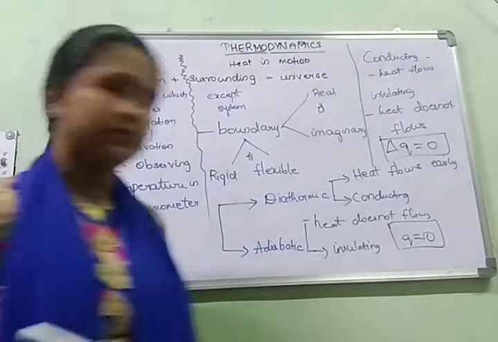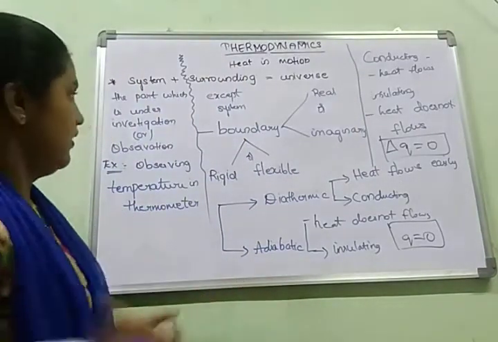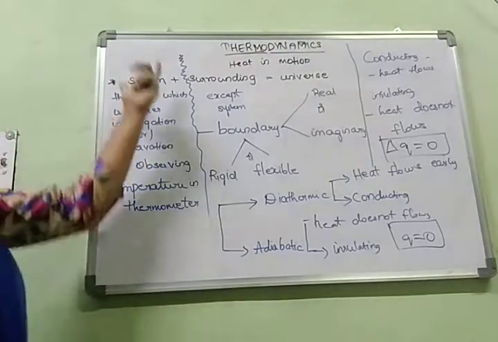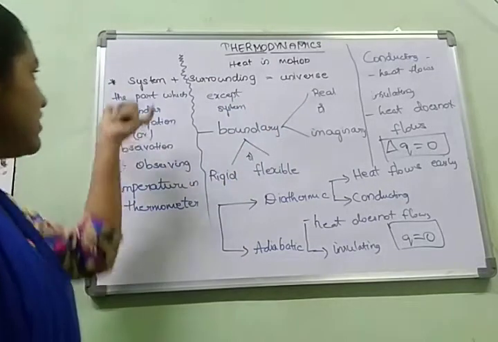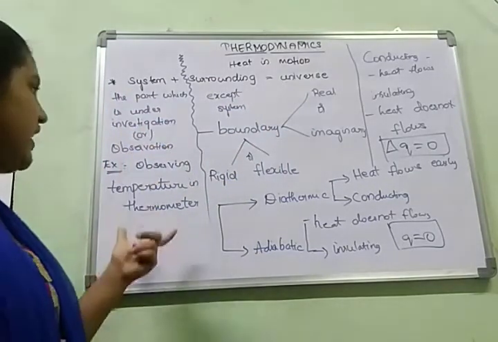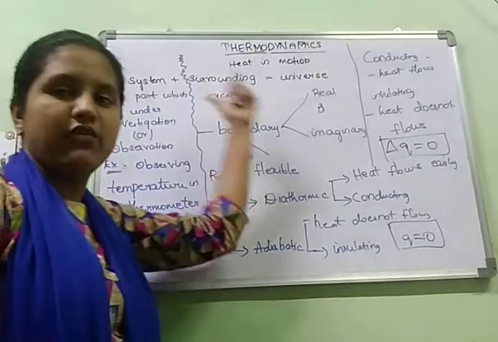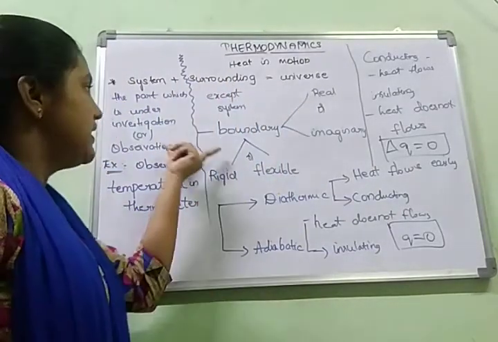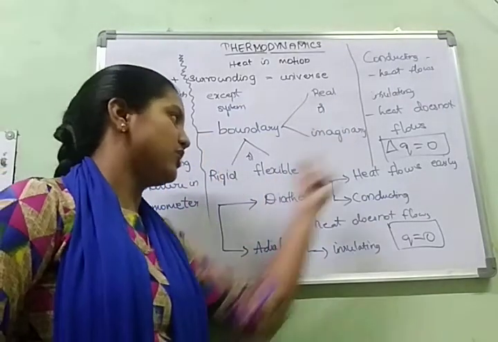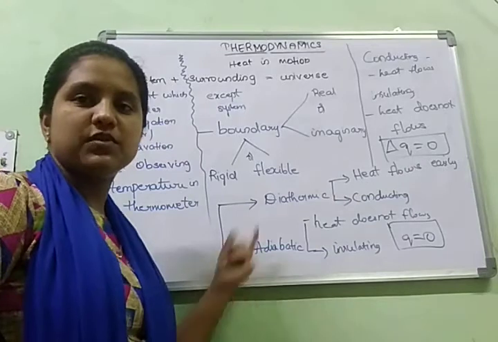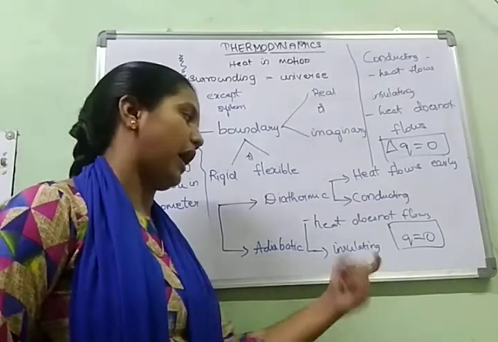Till here, do you understand everything? Please note this down. System plus surrounding gives us universe, in which system is the part under investigation and everything except the system is surrounding. If we combine these two, we get universe. These two are separated by a boundary, which can be rigid or flexible, real or imaginary. There are two types of systems, diathermic and adiabatic. Diathermic is made up of conducting and adiabatic is made up of insulating material.